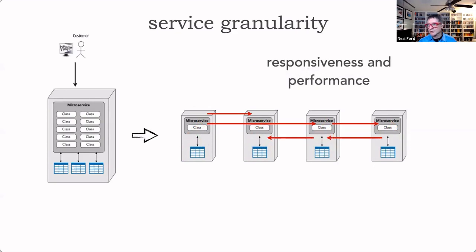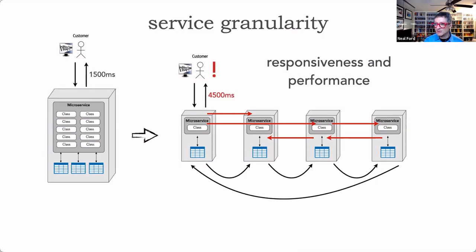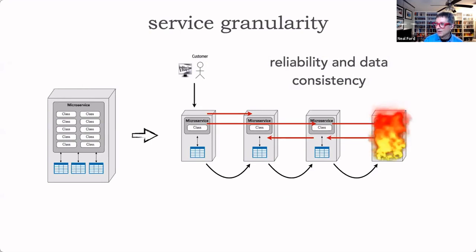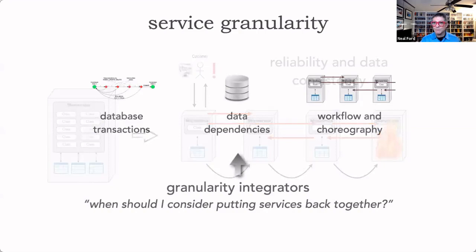Responsiveness and performance. This is the thing I was talking about before. 1500 milliseconds to make a request here. But now I've got to make all these hops. And of course, each of these hops has latency, bringing it to 4,500 milliseconds. This is not uncommon to get these kinds of changes between things. Reliability and data consistency. What if that service goes away? What state is my data in right now? I don't know, but I have to write some code to fix it, which is the issue from an architectural standpoint. And so this is one of the great integrators: I've broken down a whole bunch of services too small, and now it's causing me all these headaches. We should just bundle them back together, and all of these workflow and choreography issues go away.